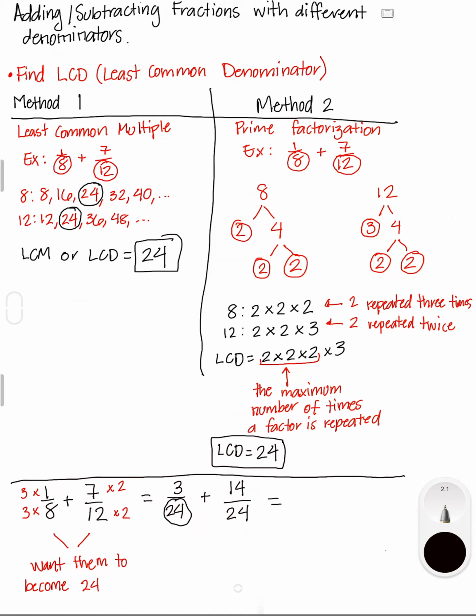Now we have the same denominators, which is what we wanted, right? So now we have those 24s, and we can combine the two numerators. In this case, it will be 3 plus 14, which is 17 over 24. And that will be our answer for the addition of 1 over 8 plus 7 over 12.